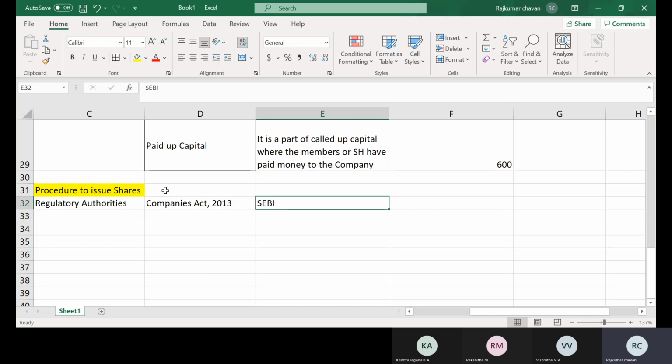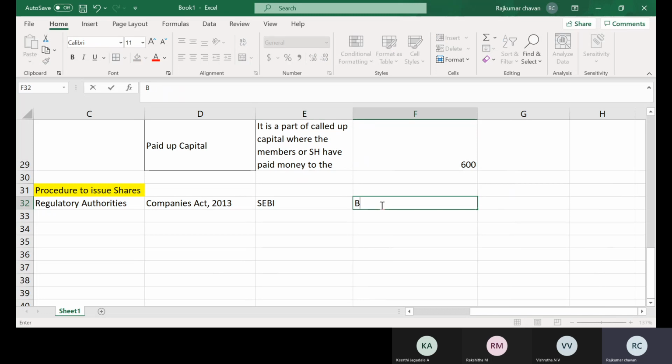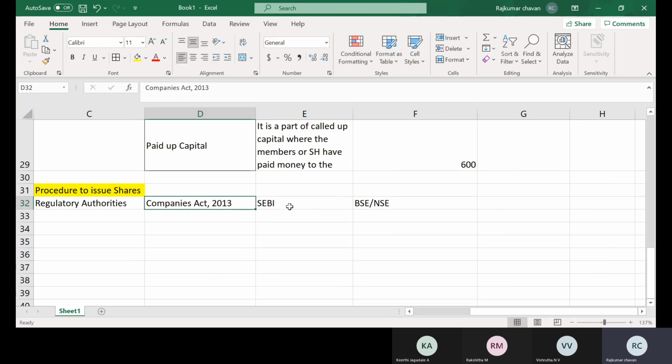Why did SEBI come in suddenly? Because tomorrow you are going to register your company shares in the stock market, right? So who is the regulator of BSE and NSE? Obviously it will be SEBI only. That is why you need to take permission and follow certain rules of SEBI also when you are issuing the shares. So when a company is raising money through share capital, they must first invite, right?